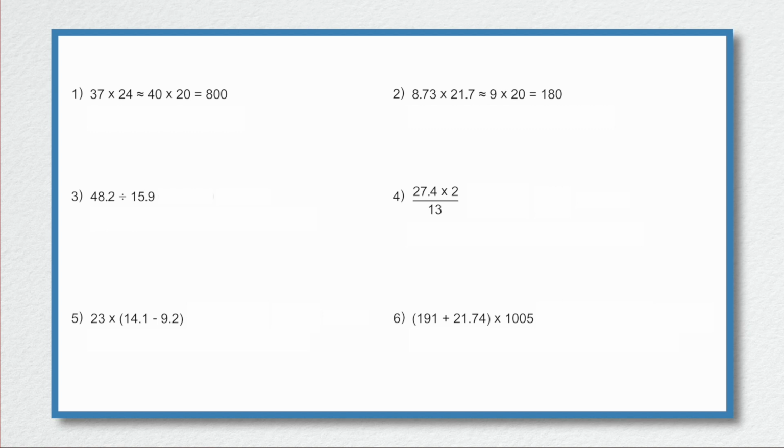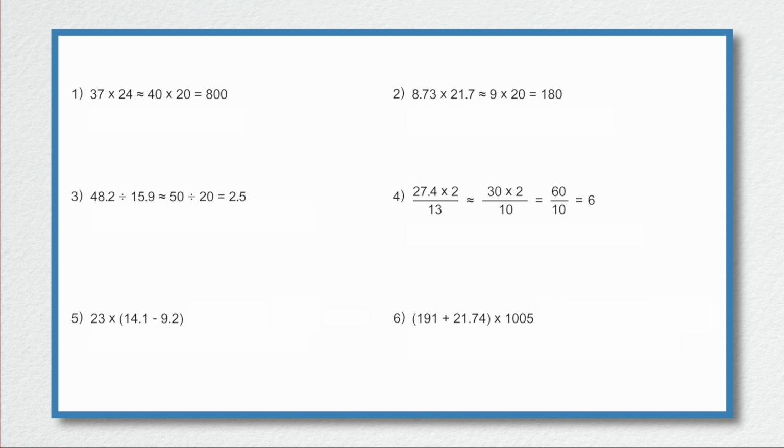Question 3, 48.2 divided by 15.9. We write 48.2 as 50 and 15.9 as 20. Now 50 divided by 20, the noughts cancel out. So we have 5 divided by 2, which is, of course, 2.5. Question 4, 27.4 multiplied by 2 divided by 13. 27.4 will become 30 to one significant figure multiplied by 2, all over 10. So we end up with 60 divided by 10, which is, of course, equal to 6.